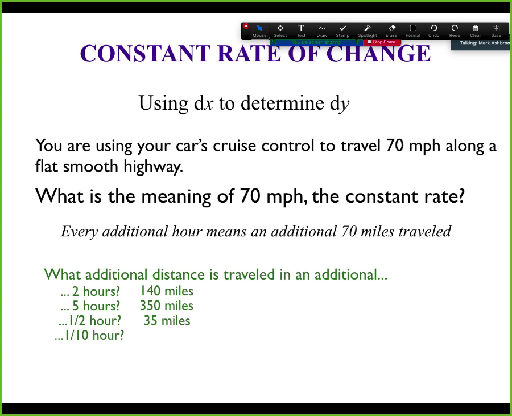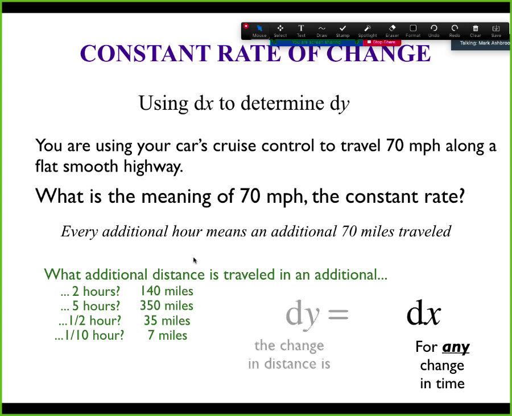So what do we do? 1/10 times 70 is 7. 7 miles in 1/10 of an hour. So you know all this stuff. You don't just know how far you go in an hour, you know how far you go in any change in time. How do we get the change in distance for any change in time? What do we do? What'd you do to get all these values?